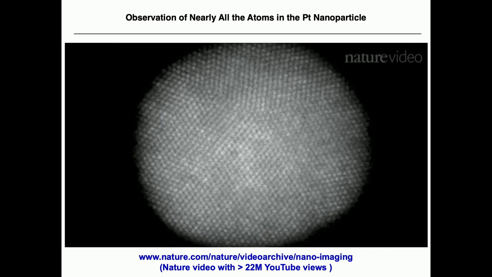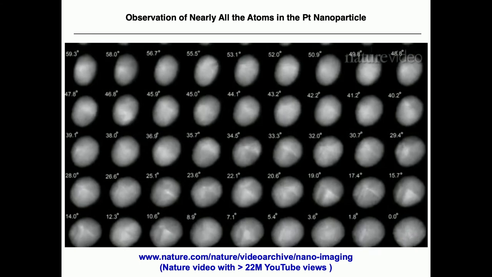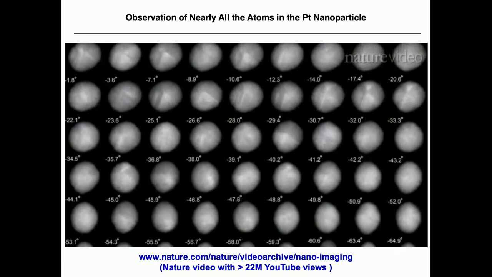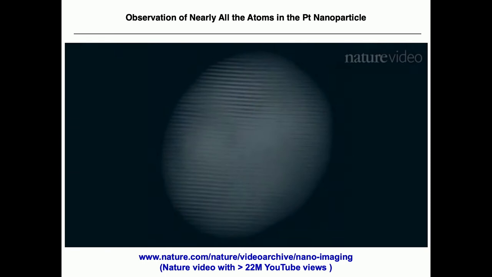But researchers didn't stop at a two-dimensional picture. By imaging over 100 slices of the nanoparticle at different angles, then removing the noise with a special filter, they were able to map the location of almost every atom. The information was used to create a three-dimensional reconstruction of the whole particle in unprecedented detail.